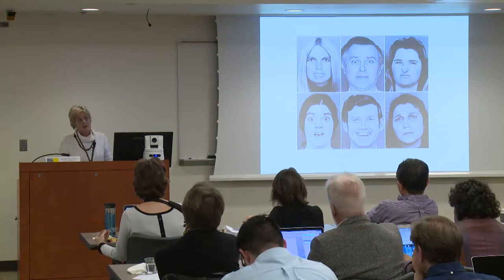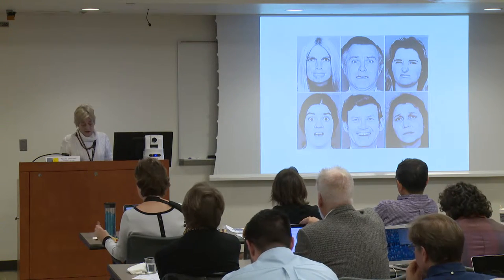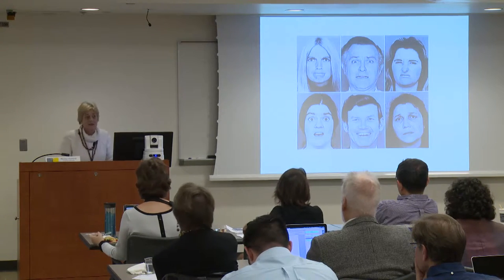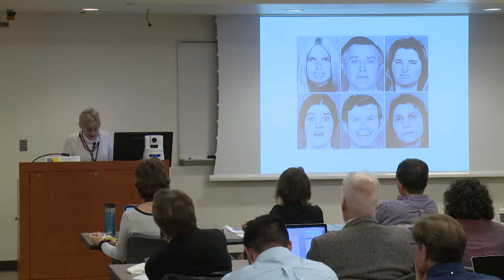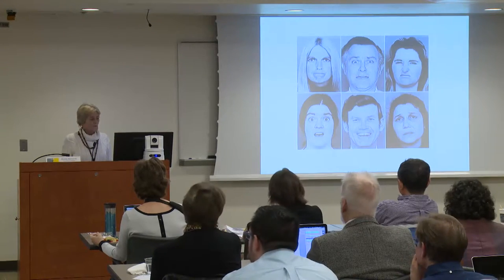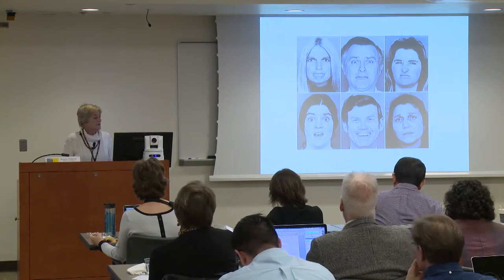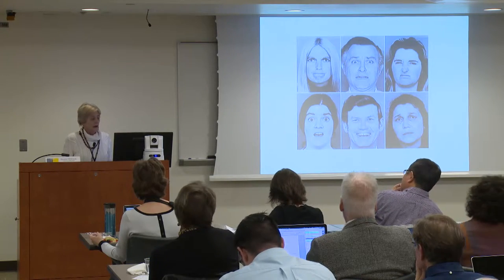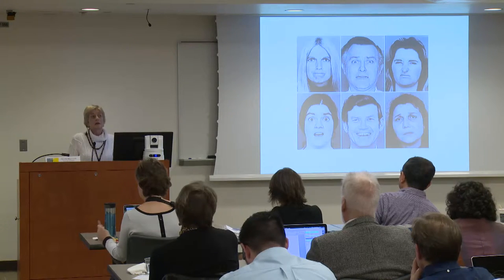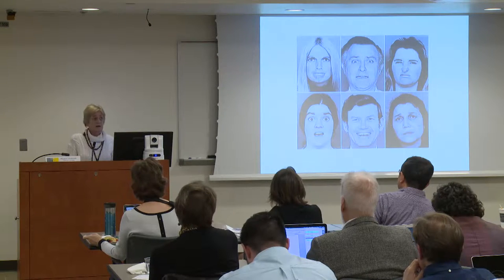So Sylvan Tompkins' theory had 9, Carol Izard had 10, Ekman is known for 6, although he tried very, very hard to expand that to 7, but nobody remembers that, and others have a few more. So the idea is that here you have anger, fear, disgust, surprise, happiness, and sadness. And the facial expression data was the data that really got this theory a lot of attention.